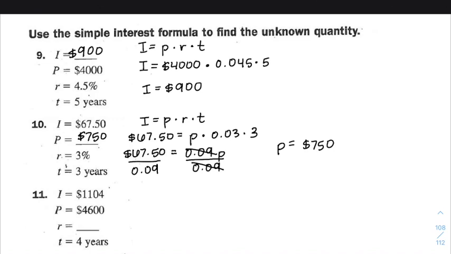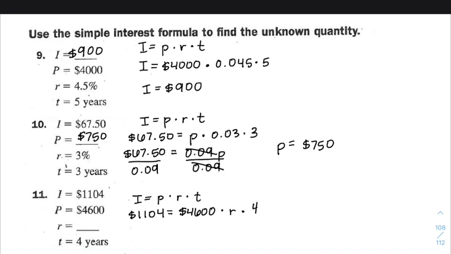On number 11, we're solving for the rate. I'm still going to start by writing my simple interest formula down. I know the amount of interest earned is $1,104. So I'm going to substitute that in for I. I know the principal amount is $4,600. So I'm going to substitute that in for P. I don't know my rate, so I'm going to leave my variable R in my formula. And I know my time is 4 years.